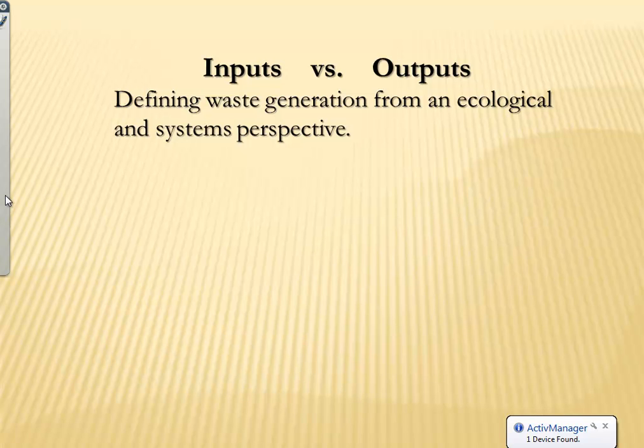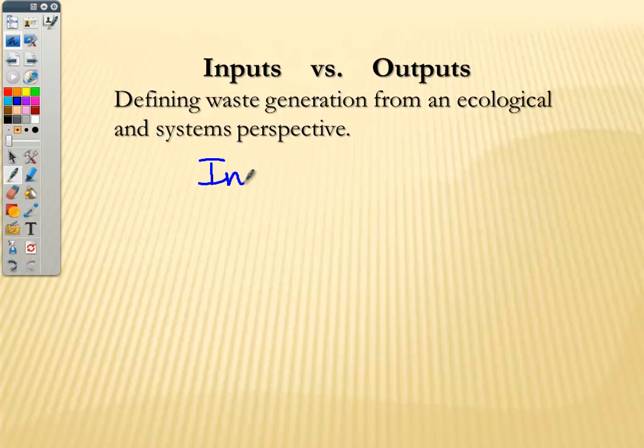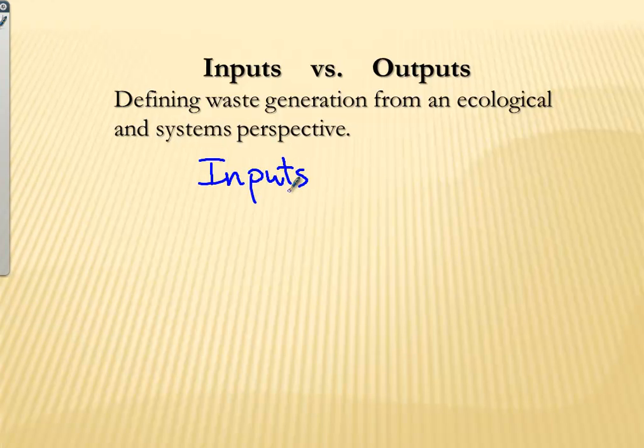To get a general idea of how this all works, we need to look at this concept of inputs and outputs. When we look at inputs and outputs in any system, we're talking about what you put into the system versus what you take out of the system. I'll draw it, I think that would be the best way to do this. We look at our inputs. These are the things that we put into the system. I think you can come up with what those things would be.